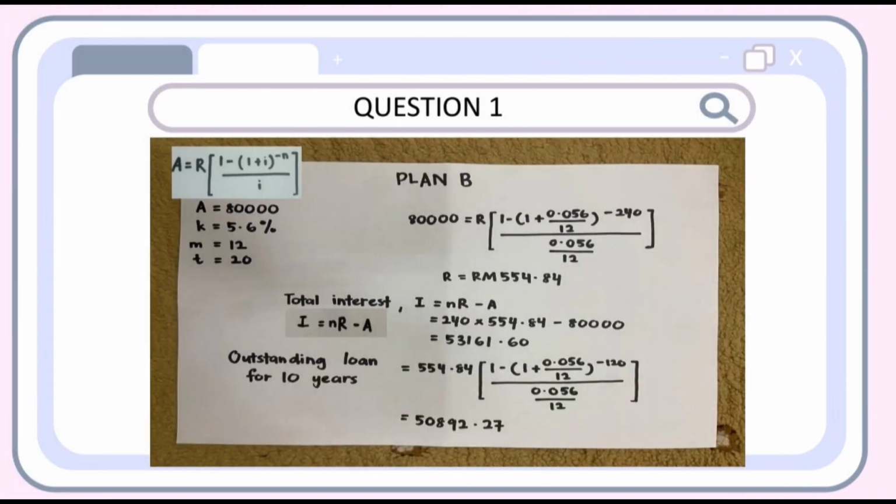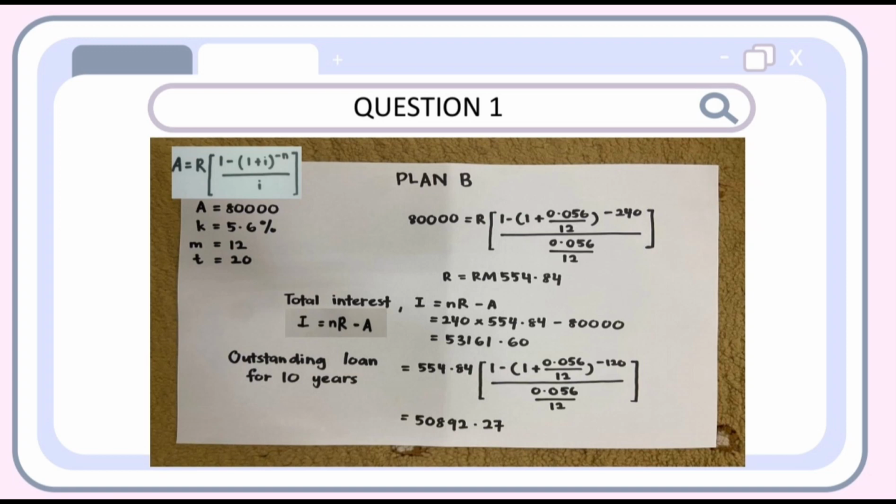Now we look at plan B. The value of A is the same, which is 80,000 ringgit. The interest rate given was 5.6%. The time of compounding is 12 and the term is 20 years. We substitute into the formula: 80,000 equals R multiplied by 1 minus (1 plus 0.056 over 12) to the power of negative 240, over 0.056 over 12. So the answer for R is RM 554.84.